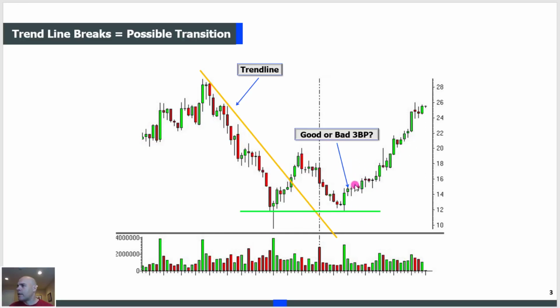And we talked about whether or not this is a good or a bad 3-bar play and then the move back up. So this is just a real chart. But this isn't the chart that I want to look at. So now that we've had a brief refresher on trend line breaks, retest and failures, and so forth, let's dig into the actual chart I want to look at.